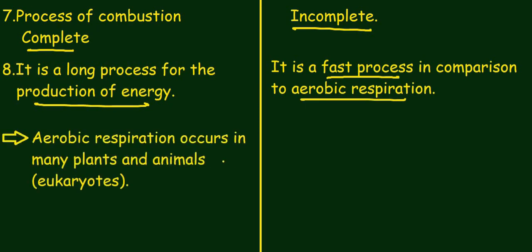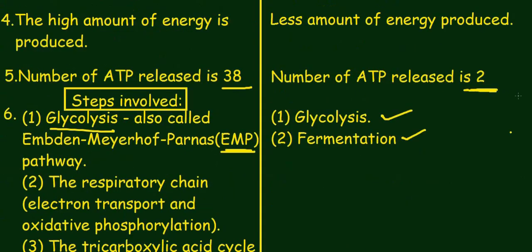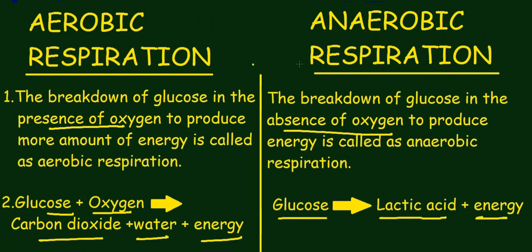Aerobic respiration occurs in many plants and animals, that is eukaryotes. And anaerobic respiration occurs in human muscle cells, that is eukaryotes, and in bacteria, yeast, that is prokaryotes, and so on. So these were the differences between aerobic respiration and anaerobic respiration.